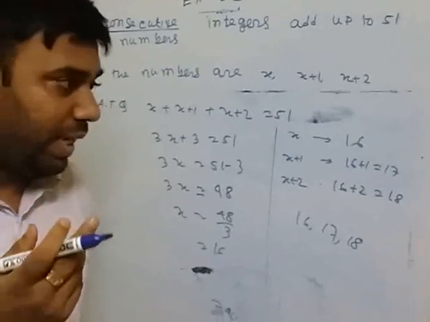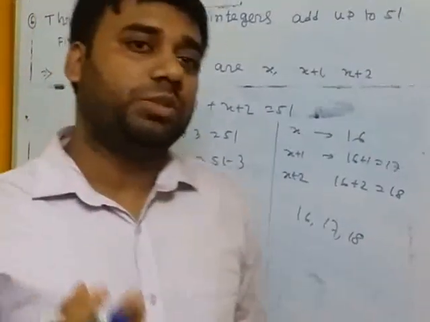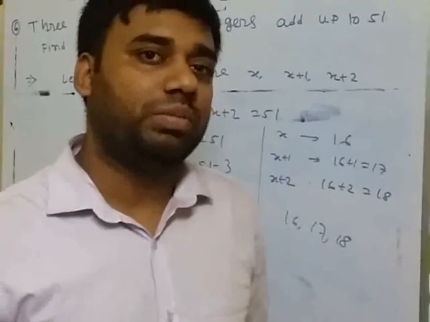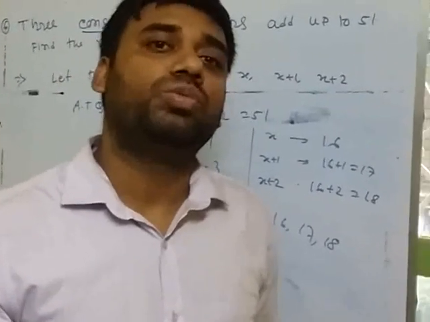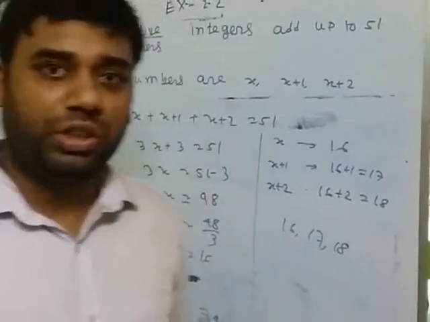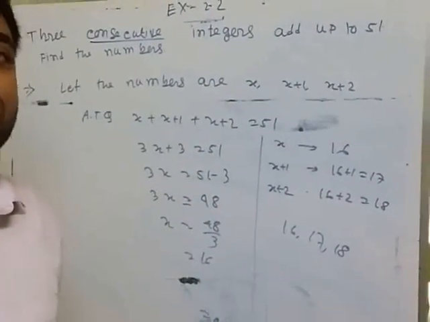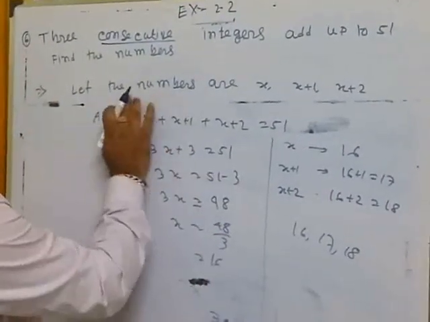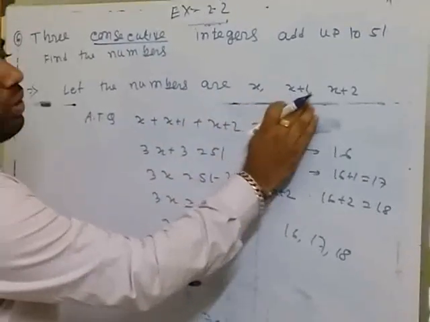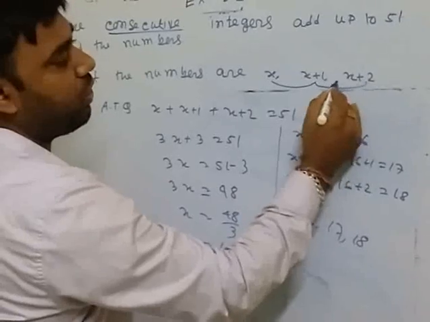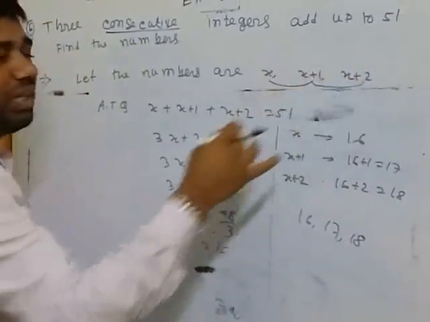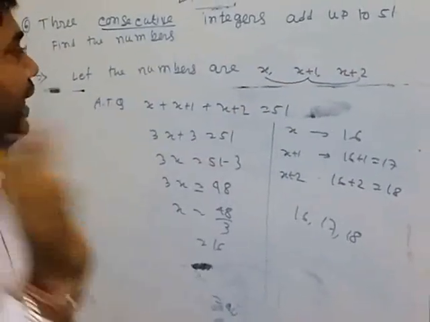The difference between any number and its consecutive number is 1. Okay, the consecutive number of 1 is 2, the consecutive number of 2 is 3. Okay, so let the numbers be x, x plus 1, x plus 2. Difference between these two numbers is 1. That's why these numbers are consecutive integers.